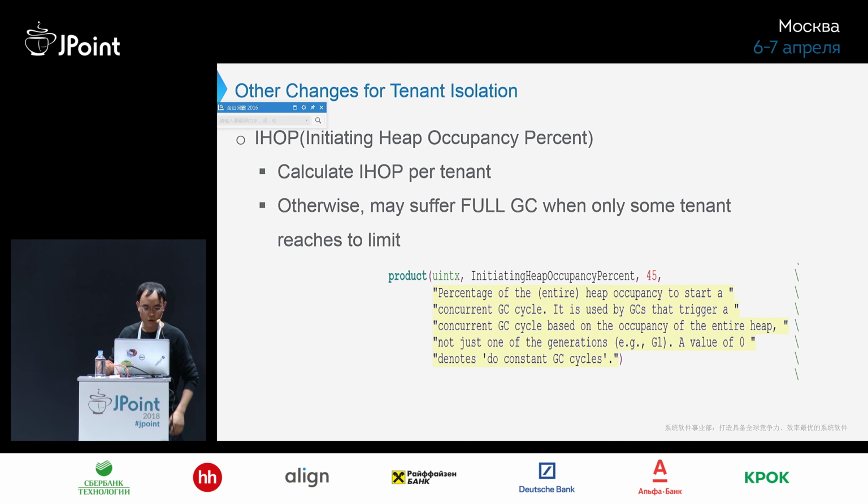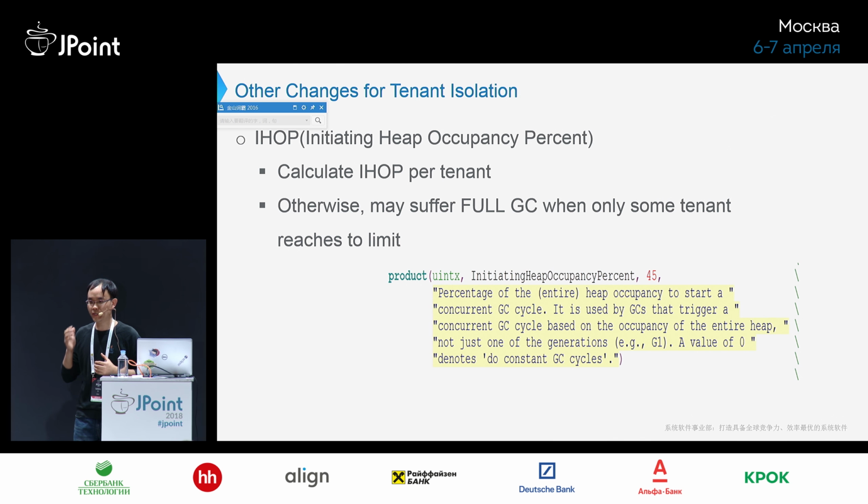The second change is for IHOP. As you know, IHOP is a threshold which is used to kick off concurrent mark cycles. In the original implementation, the IHOP is calculated based on the entire heap, right? But in the multi-tenant case, we need to recalculate IHOP based on tenant heap space instead of the entire heap.